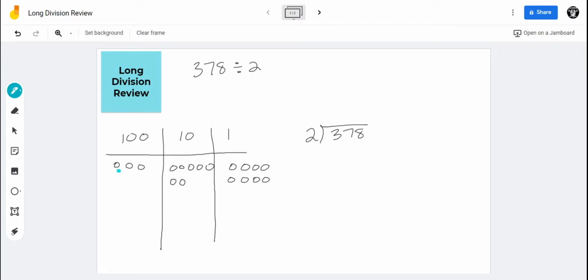All right, so ladies and gentlemen, first thing you do is draw out your place value chart here, and then put your place value discs in it. So we have 300s, we have 70, and we have 8. And we're going to divide this into two equal groups for 378 divided by 2.